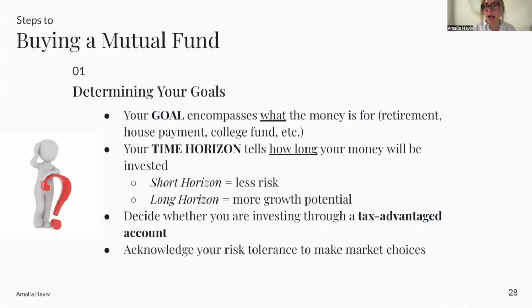For example, your time horizon, how long your money will be invested. If it's a short horizon, maybe you want less risk, or if you're comfortable with risk, which ties to your risk tolerance, you can have that longer horizon with more growth potential. Decide whether you're investing through a tax-advantaged account like a 401k or an IRA. Some reasons you might not want to do that is because there are increased regulations, penalties for withdrawal if it's early, things of that manner.